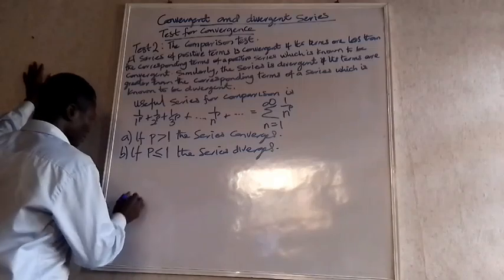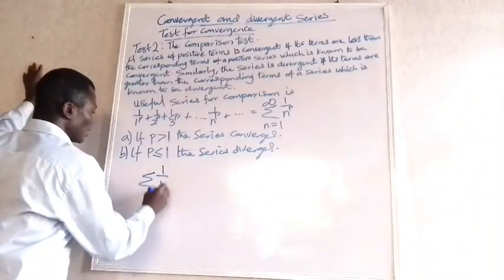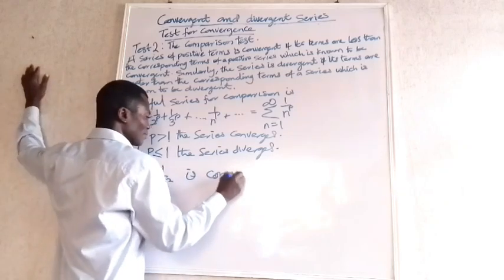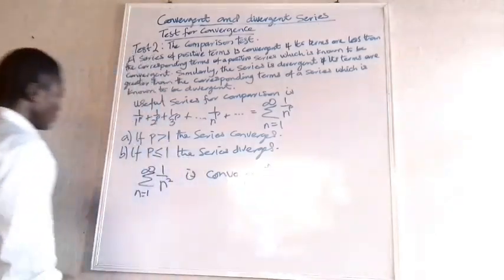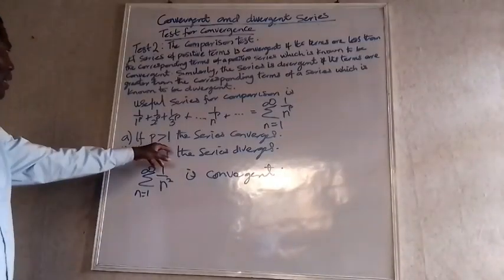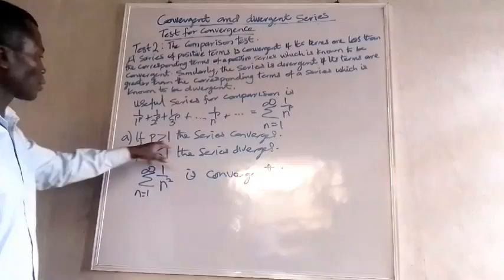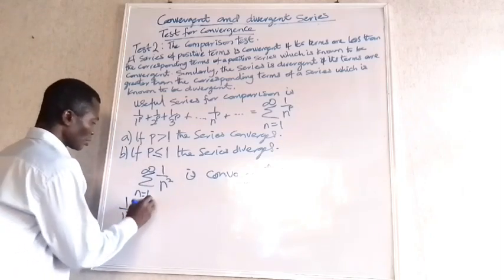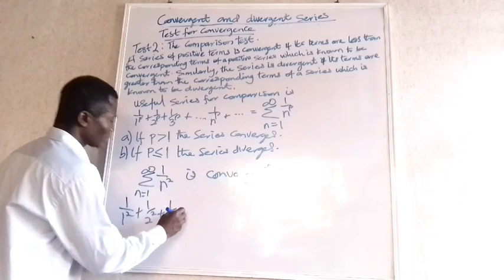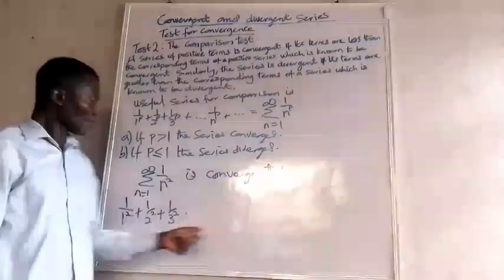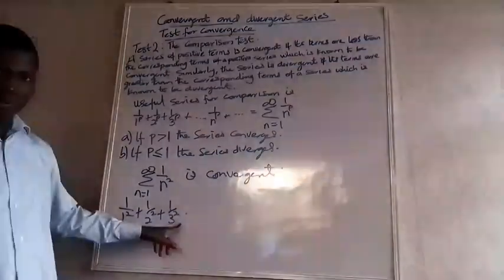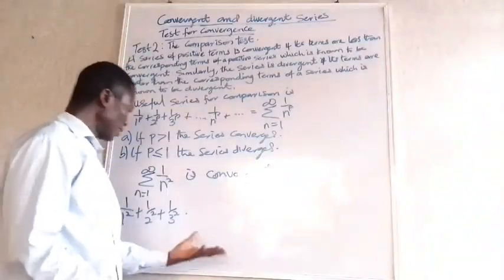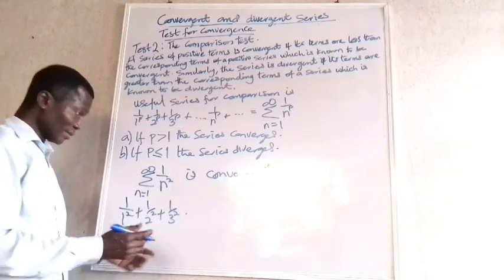Now look at this situation. We have to find if this series, 1 over n squared from n equals 1 to infinity, is convergent. You can see from here we are told that once p is greater than 1, it converges. So look at this. We are going to have 1 over 1 raised to power 2, plus 1 over 2 raised to power 2, plus 1 over 3 raised to power 2. So compare with this. You can see the power is the p, and we are told that once p is greater than 1, the series converges. So which means that this one is convergent. That is it.